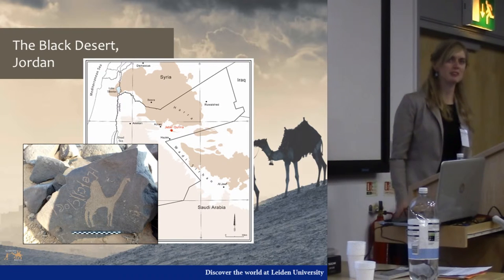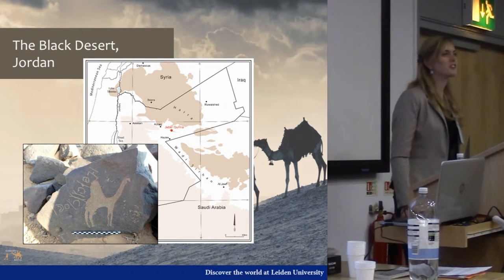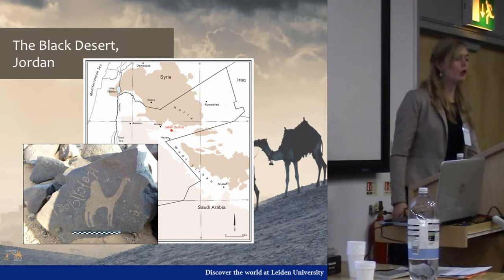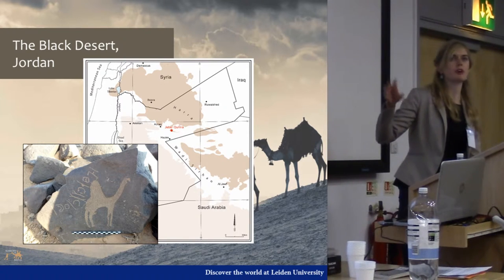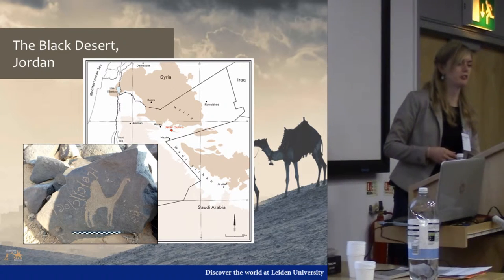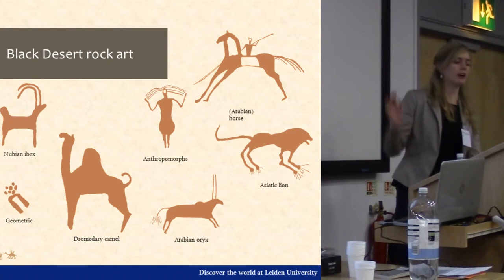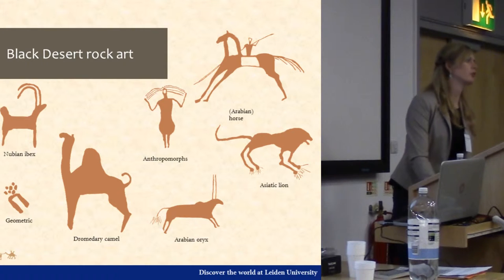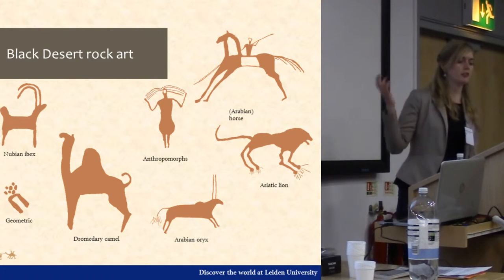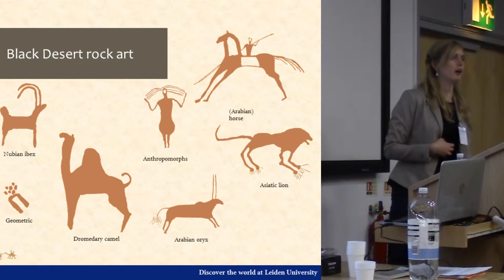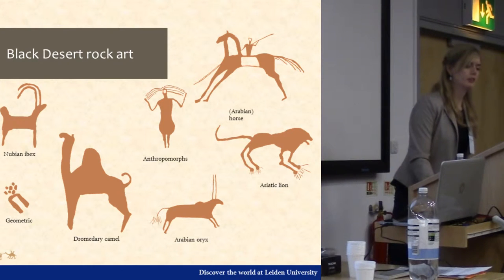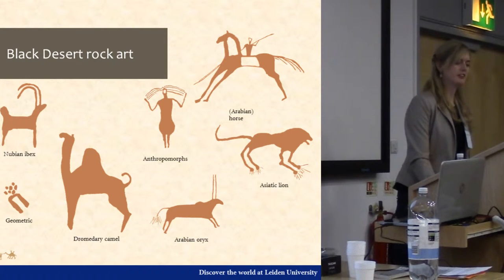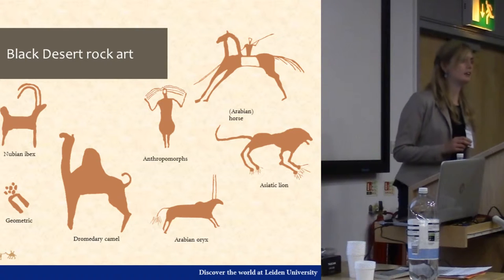We'll probably get more. And just to give you an idea, these are the types of images we have. Lots and lots of camels, especially, which is great. And although it's found throughout the Black Desert, there's actually a very strict recurrent pattern of what kind of images we see. So just to give you an idea, the camel is more than 50% of all my motifs. But we also get wild animals, ibexes, oryxes, lions, other domestic animals such as horses, and of course some geometric symbols and these lovely lady figures, which are quite rare actually.